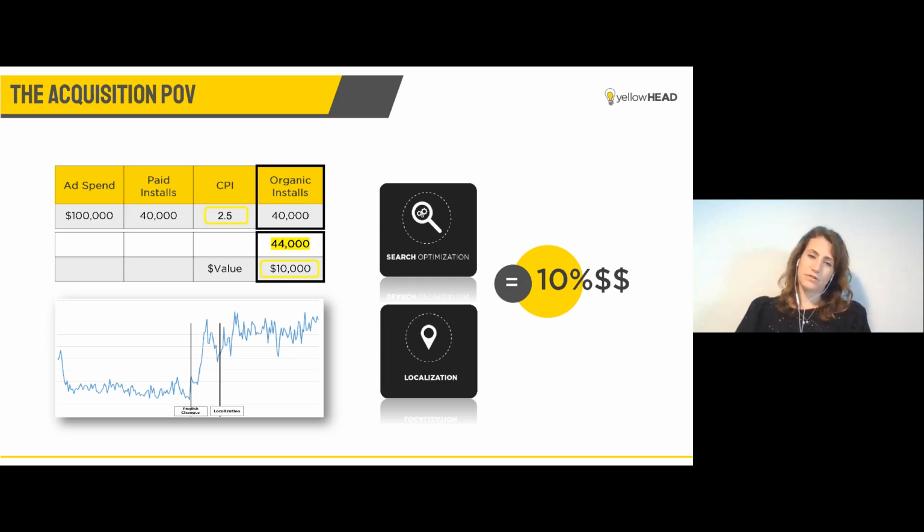Now remember the search optimization and the localization that we spoke about before? Here's another realistic hypothetical case. If we do optimization and localization and manage to increase organic installs by 10%, in this case, that means 4,000 new users will install, and this happens. To give that a dollar value, if you would have acquired these users through the same UA campaign, it would have cost you 10% of your ad spend.